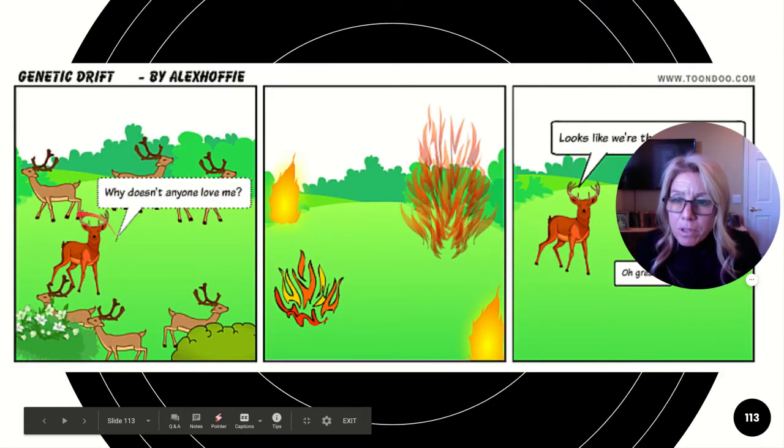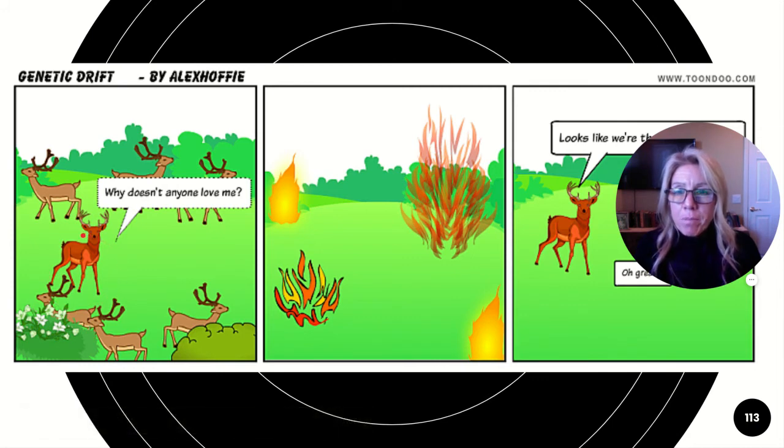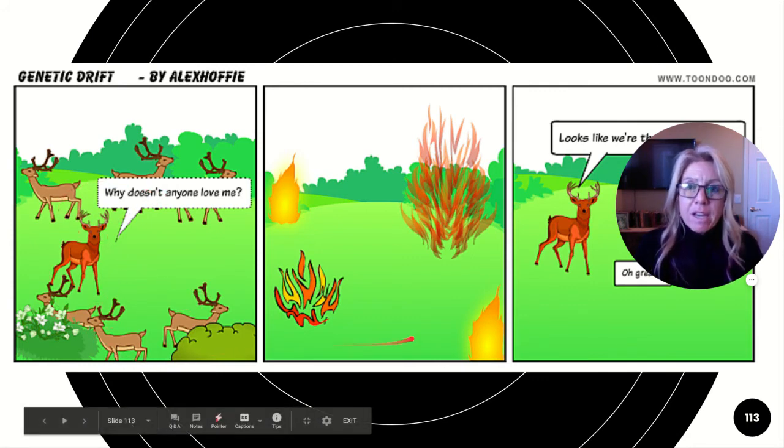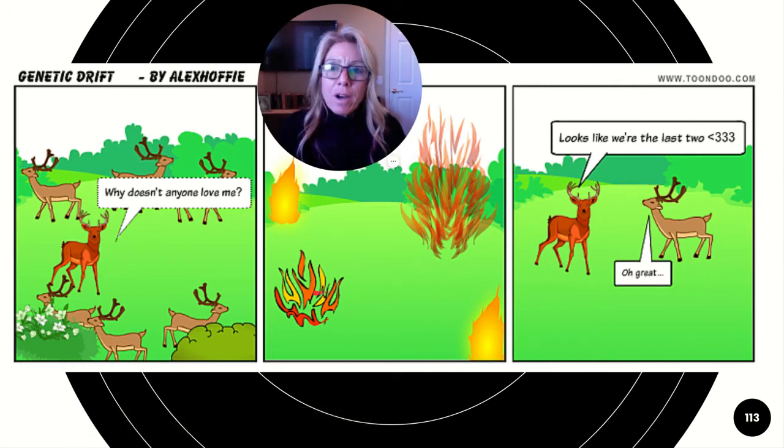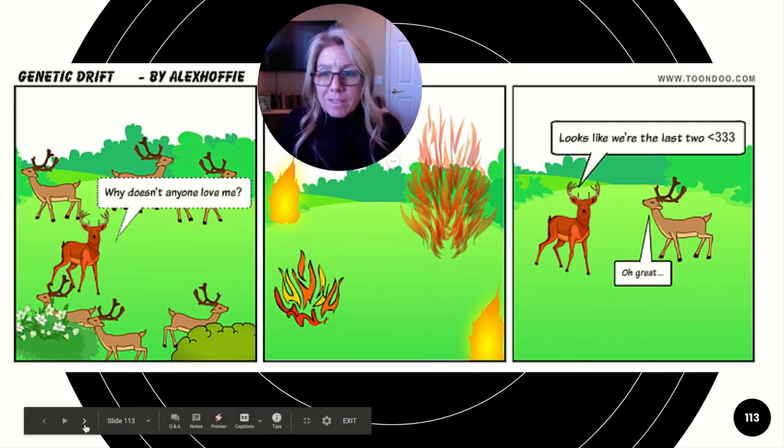So this particular deer is not very popular. Why doesn't anyone love me? Then there is a forest fire, and it wipes out a big population. Now, all of a sudden, he's become very popular because the population has gotten smaller, and you're going to see an increase in this coloration of deer, not because it was best adapted, but because it was a small population, and chance eliminated a lot of the other alleles.